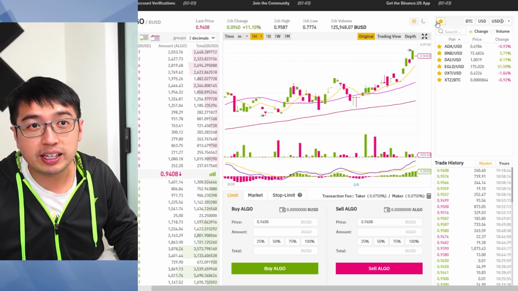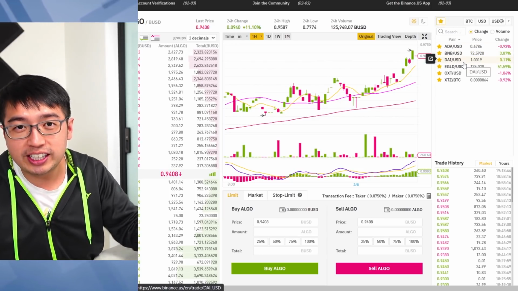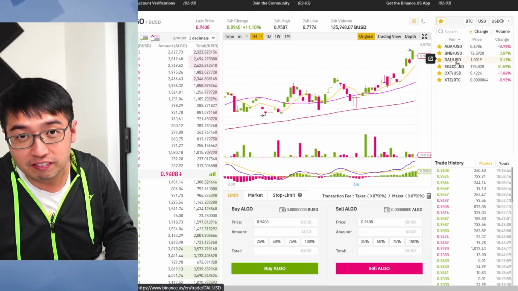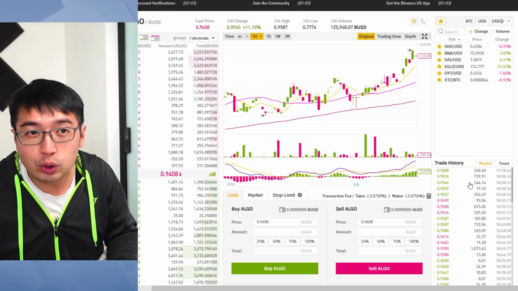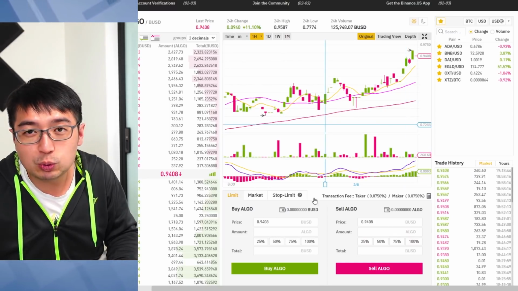Now, if we click this button here, the little stars, these are our starred tokens, which makes it really easy to follow any of the coins we're investing in or are interested in investing in. And down here is the trade history of this market. So we see the buys and sells for the most recent trades.